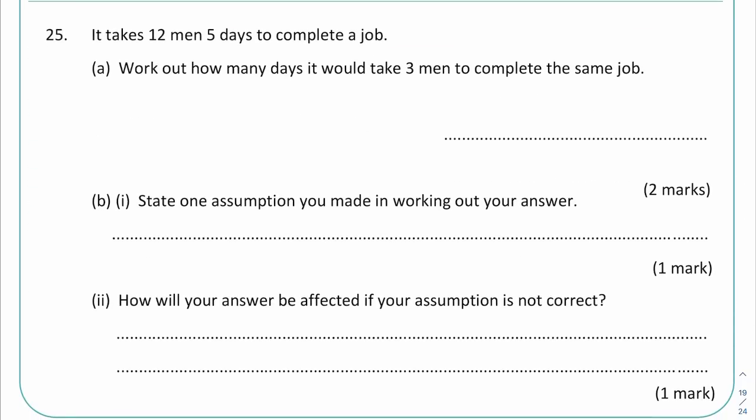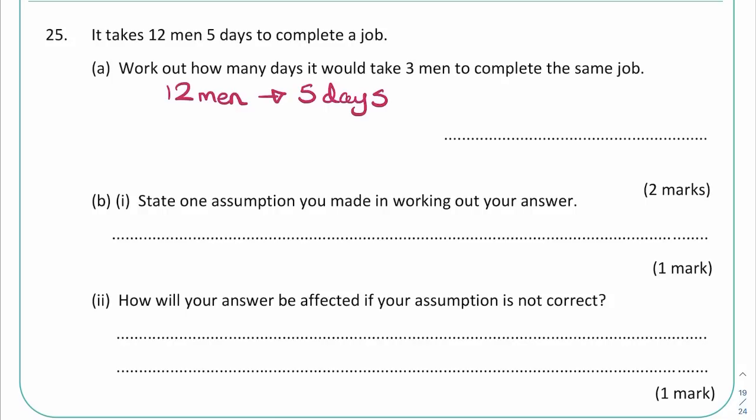So for this one we have some inverse proportion. So it says it takes 12 men 5 days to complete a job. Work out how many days it would take 3 men to complete the same job. So when we're looking at a question like this, if 12 men take 5 days, we just want to think about the logic as to the fact if we have 3 men doing the job, it is going to take a lot more days because we just have less people doing the work.